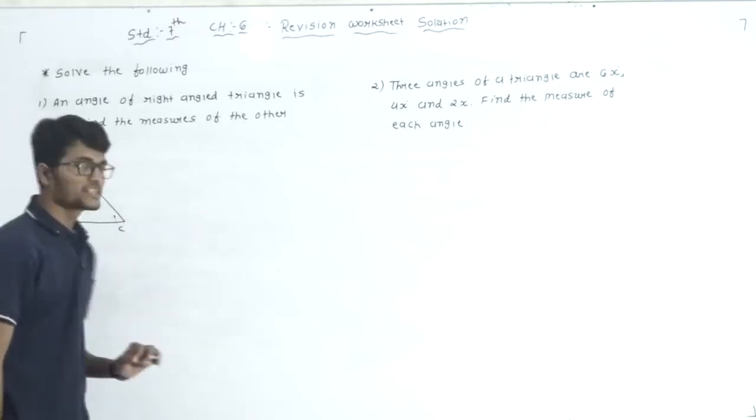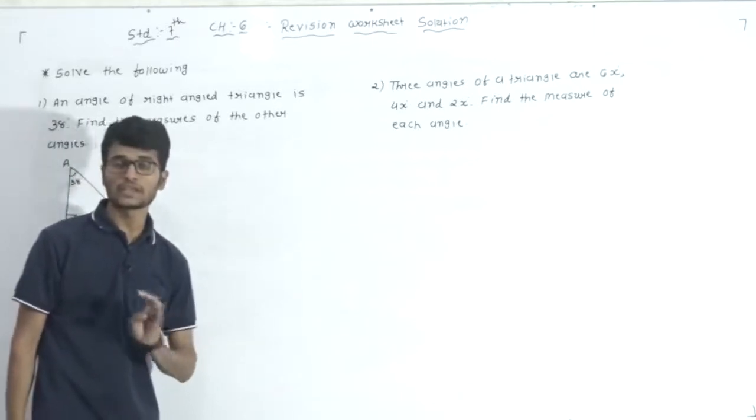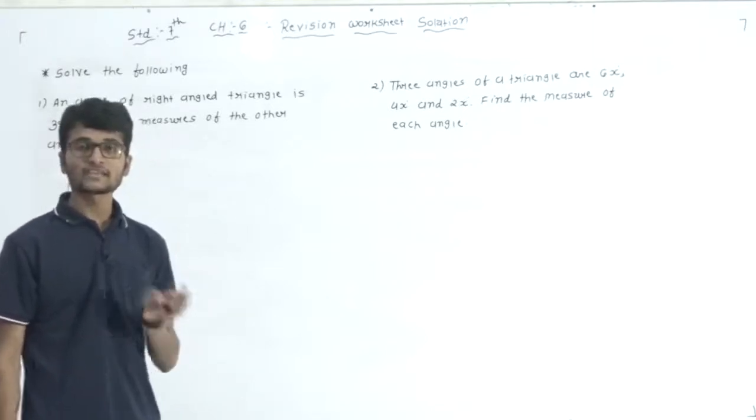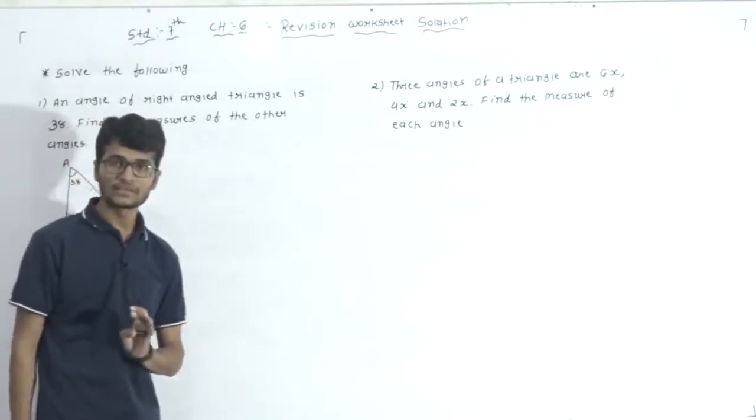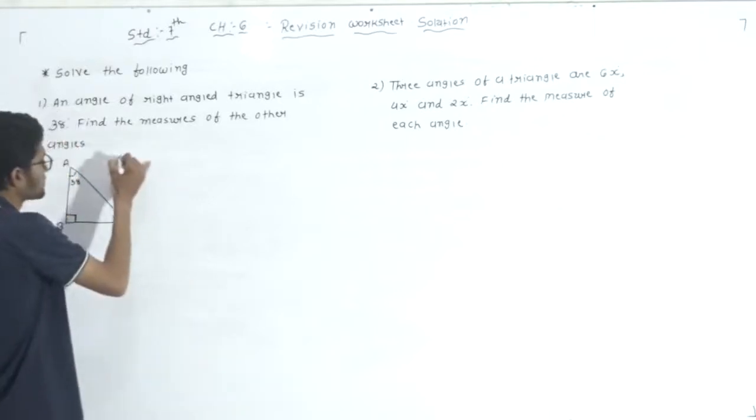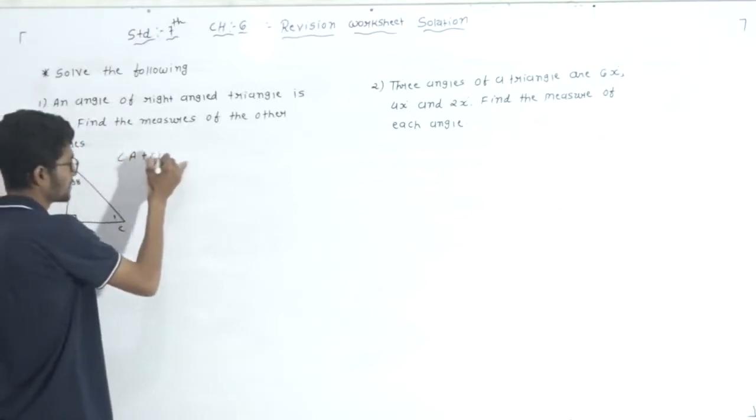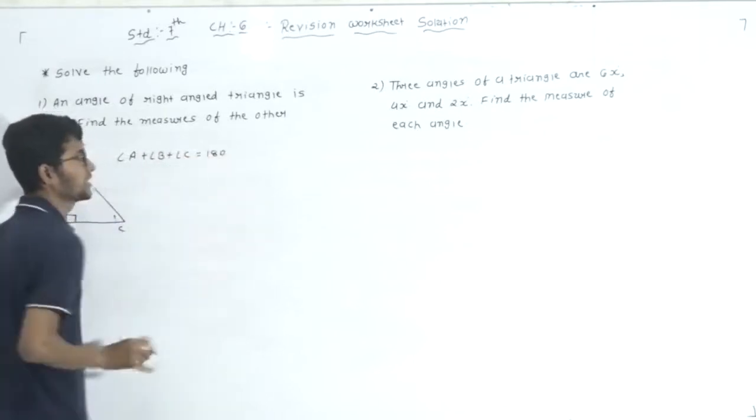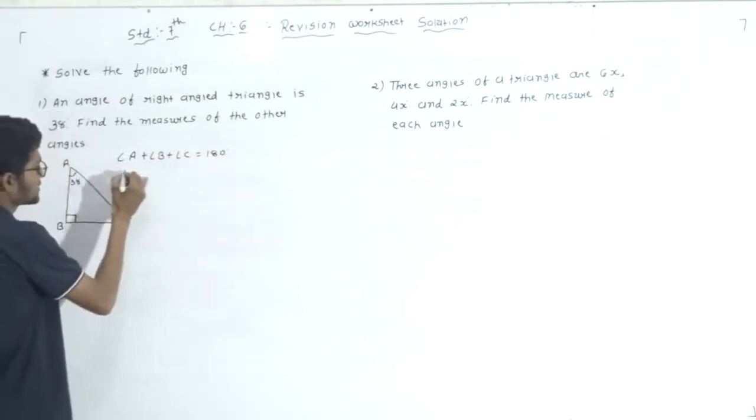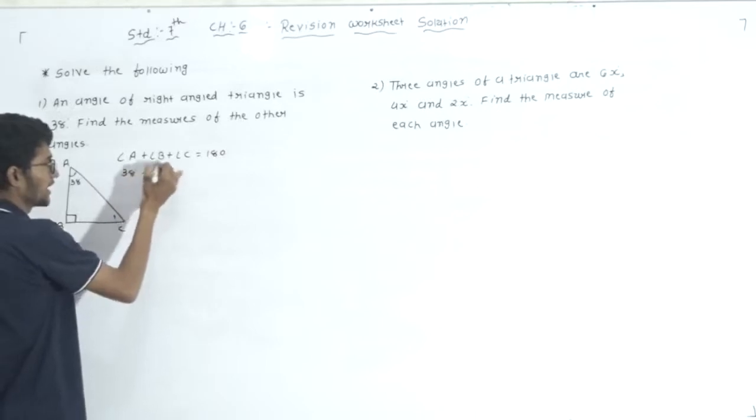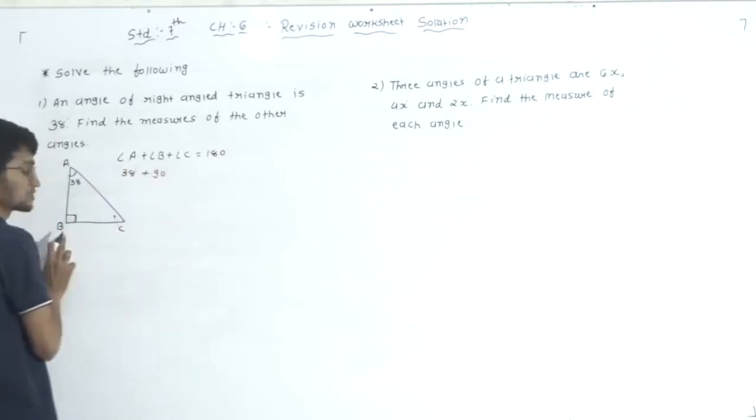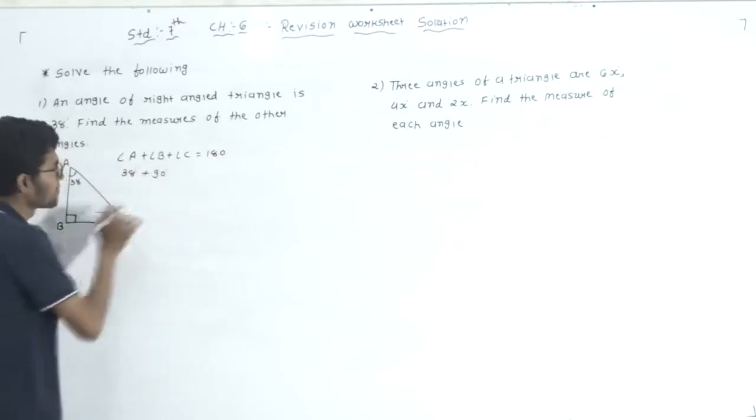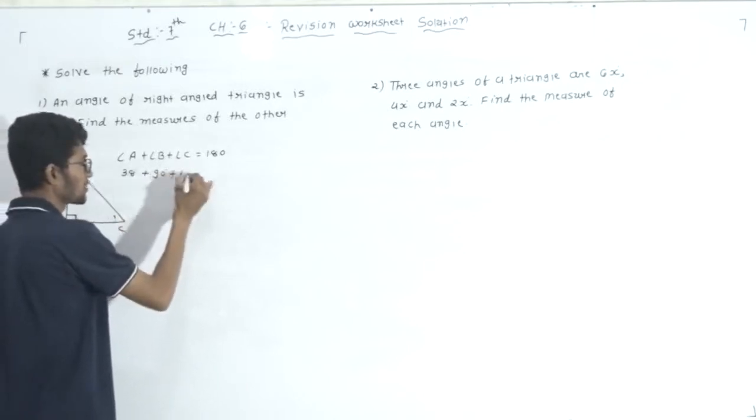So dear students, here is the triangle. Using the sum of angles property, in a triangle the addition of three angles is equal to 180. It means angle A plus angle B plus angle C is equal to 180. Angle A is equal to 38. Angle B is equal to 90, because angle B is a right angle. And angle C is not given, so angle C is as it is.